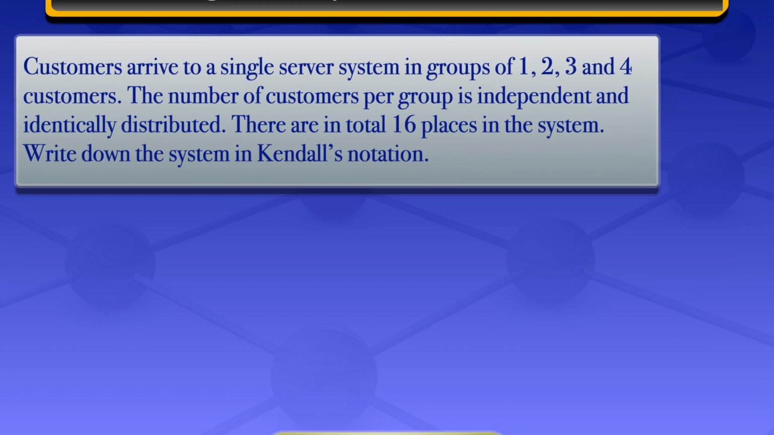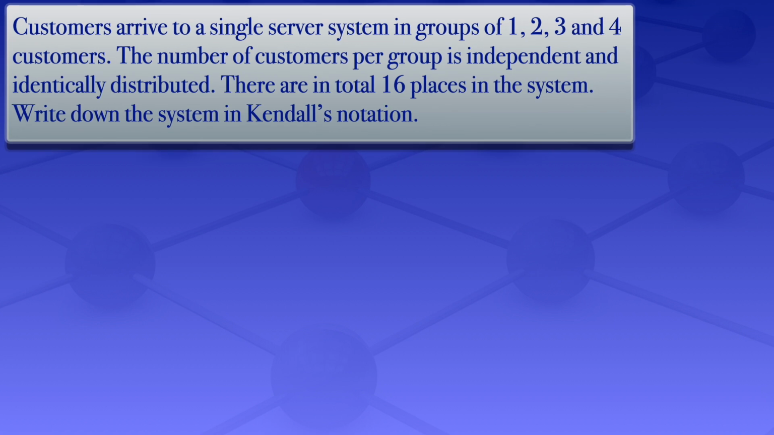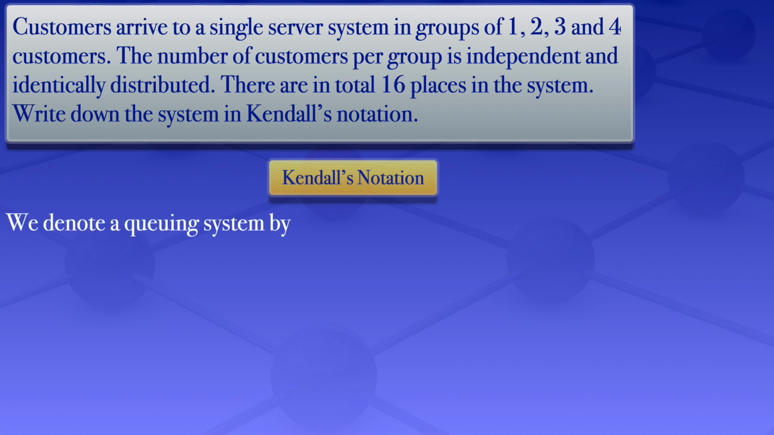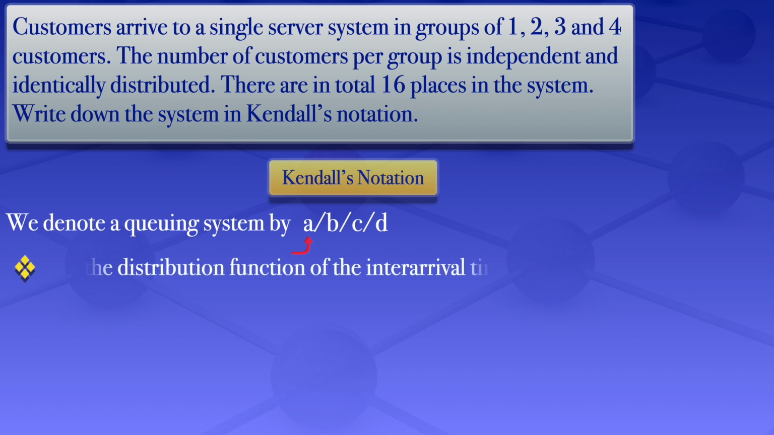So given that information, I'll start by looking at what Kendall's notation says. We can denote a queuing system by the letters A, B, C, D, where the A is the distribution function of the inter-arrival times. In this case, the distribution function of the inter-arrival times is not specified. And when it is not specified, then we just assume that it is a general distribution. And for a general distribution, we will denote it by a G. So where we have the A there, we'll put a G to denote that we have a general distribution for the inter-arrival times.